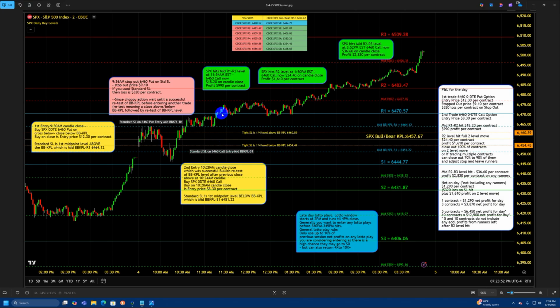Okay, so here at 11:54 on this candle here, it touches the mid R1 R2 level of 6477.02. The 6460 call is now $18.20 on this candle close. You paid $8.30, so your profit on this is $990 per contract.